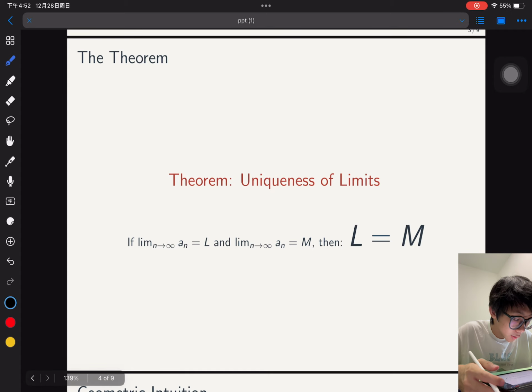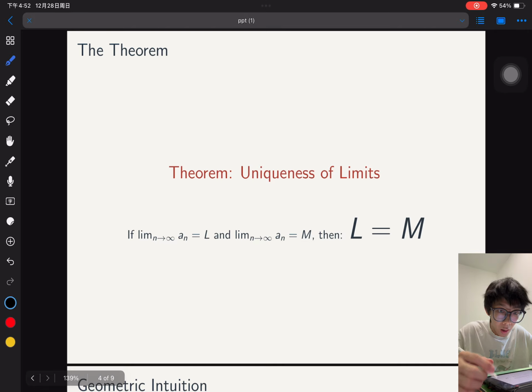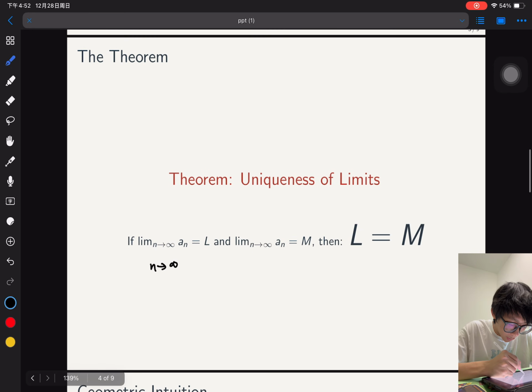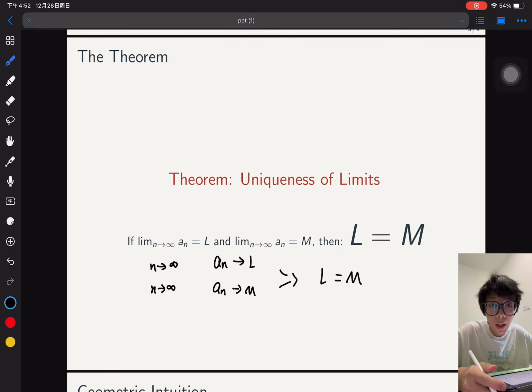Then we talk about the theorem. If a sequence a_n converges to L as n goes to infinity, and a_n also goes to M as n goes to infinity, this implies that L is equal to M. This theorem gives the answer to my question just now: a sequence cannot converge to two different values at the same time. L must equal M.